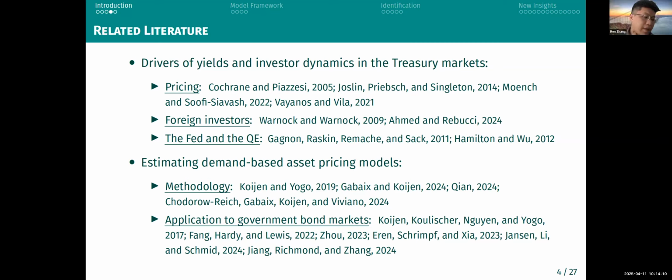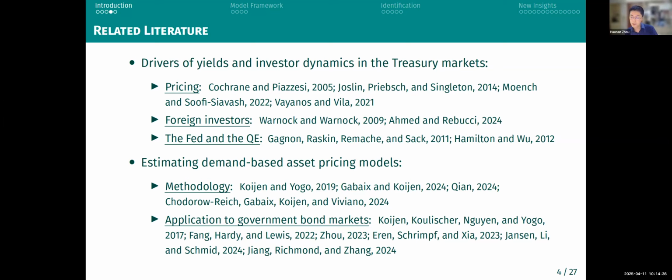Oh, another thing I was thinking about is you have documented some very interesting facts, but for example, before the financial crisis and after the financial crisis, the driver of the yields could be different. So what do you think have caused this to happen? Yeah, this is definitely a good question.